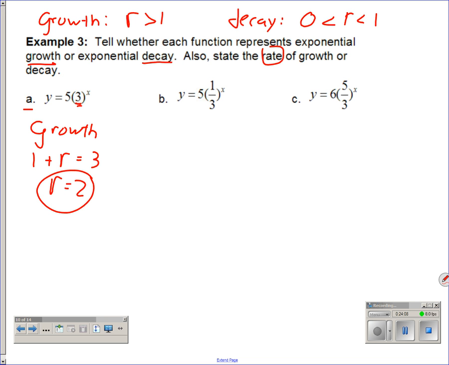All right, what about the next one? Is it growth or decay? Decay is a fraction. Good. All right, 1/3 is a fraction that's less than 1. It's decay. How do I figure out what my rate is?